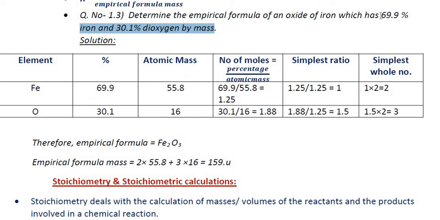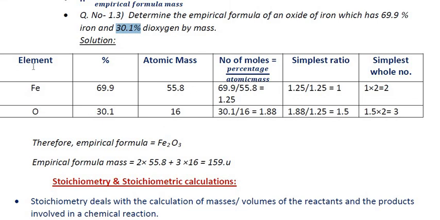So what is the percentage composition given? It is given as 69.9% of iron and 30.1% of dioxygen or oxygen. So we have to make a table like this to find out the empirical formula of the compound.